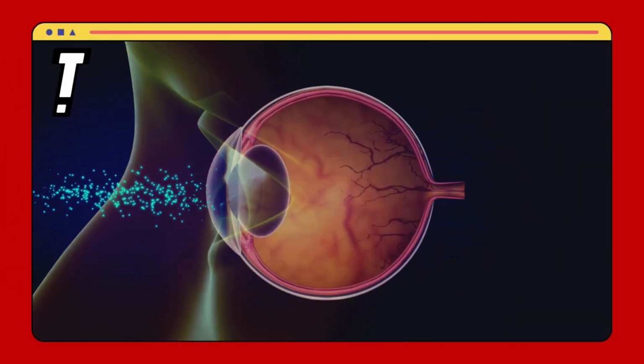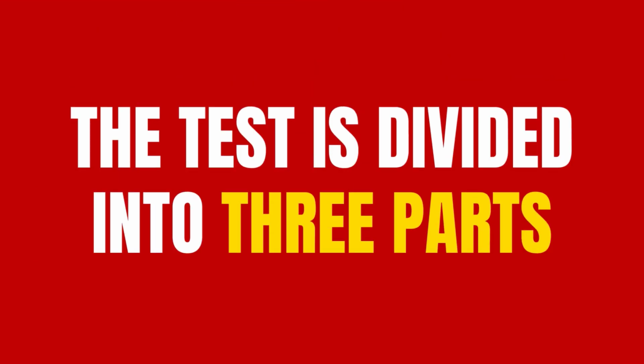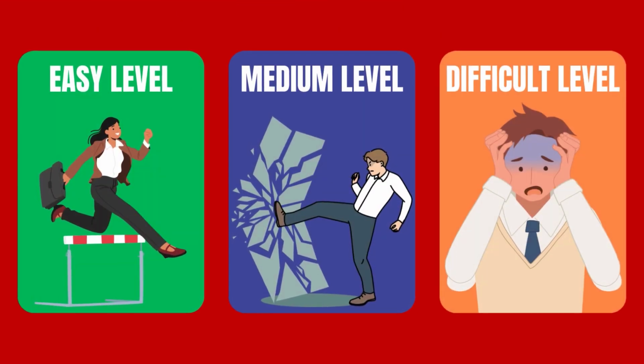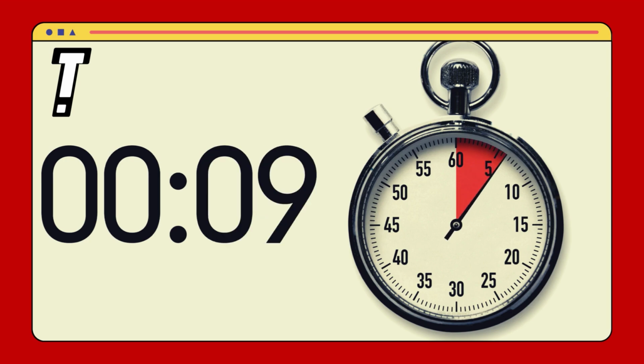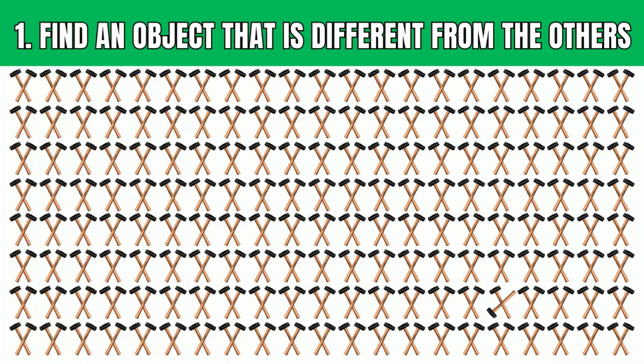Today, we have prepared a quick test that will assess your vision. The test is divided into three parts: easy level, medium level, and difficult level. You will have 15 seconds to solve each challenge. That being said, let's start with the easy level. Find an object that is different from the others.